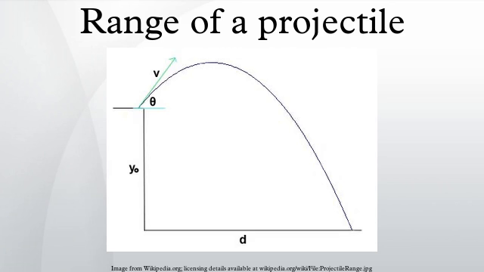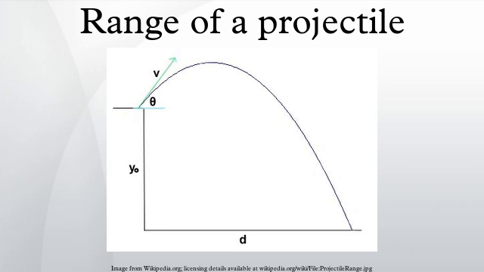The variables are: R, the maximum horizontal distance traveled by the projectile; g, the gravitational acceleration, usually taken to be 9.81 meters per second squared near the Earth's surface; θ, the angle at which the projectile is launched; v, the velocity at which the projectile is launched; y0, the initial height of the projectile; and d, the total horizontal distance traveled by the projectile.